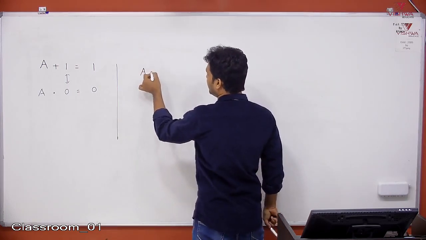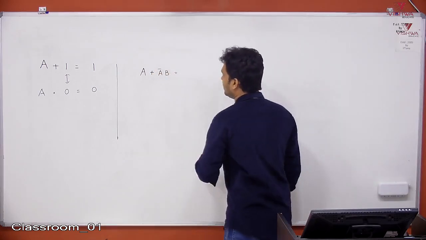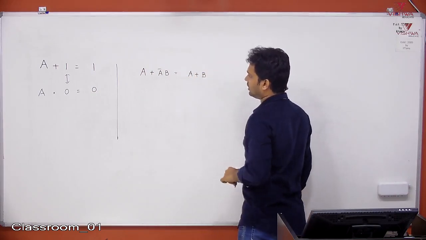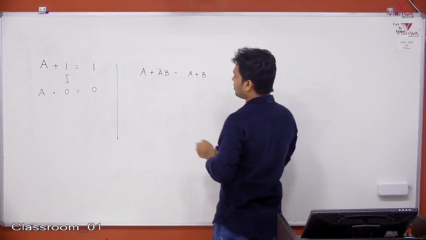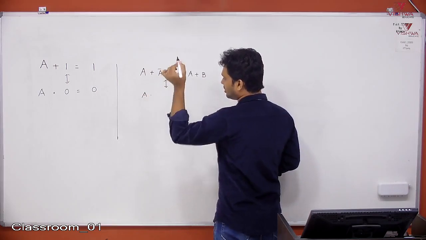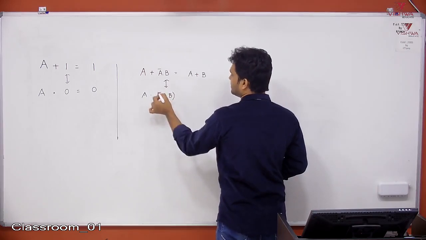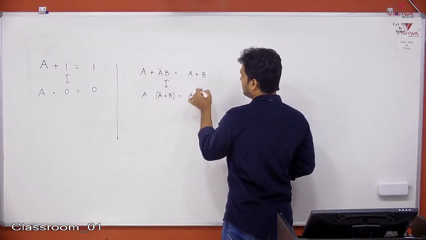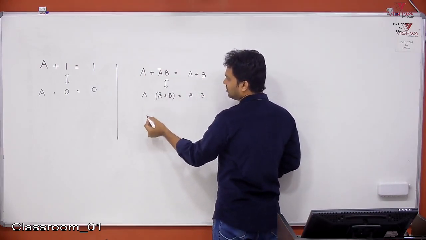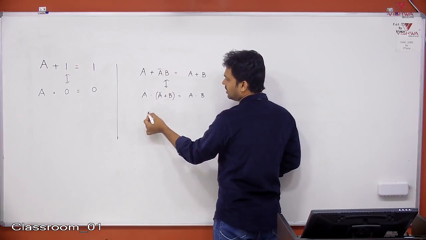Now, similarly, we know one more thing. A plus A bar B is equal to A plus A bar into A plus B. Okay, now apply duality property. Replace plus with dot. Here also A bar into B, take plus. Here A plus, take dot B. Correct or not? A into A bar 0. Yes or no? A into A bar is 0. A into B is AB.